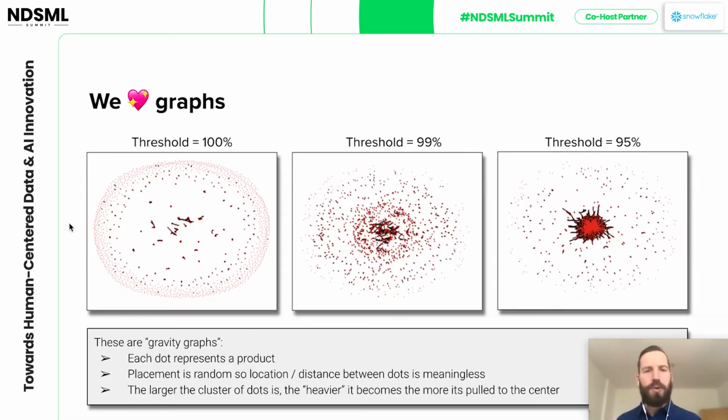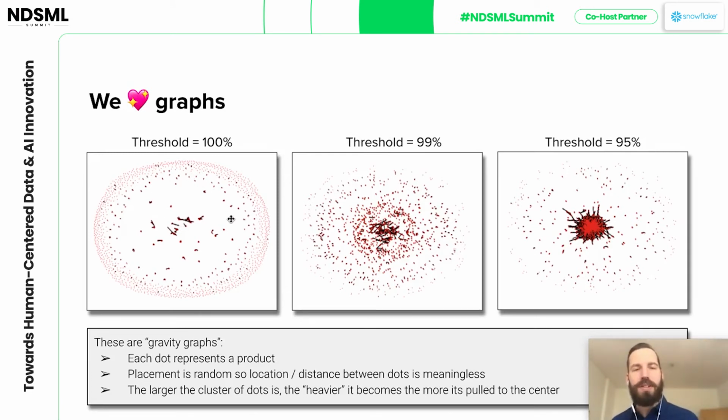So what you see here, I call them gravity graphs. Basically, each dot is a product. Now, the placement of the dots is completely random, but as you can see, dots are connected by black lines. These are links between products, and the more products get connected into one connected component, the heavier it gets, and the more it gets pulled toward the center. I also call these galaxy graphs.